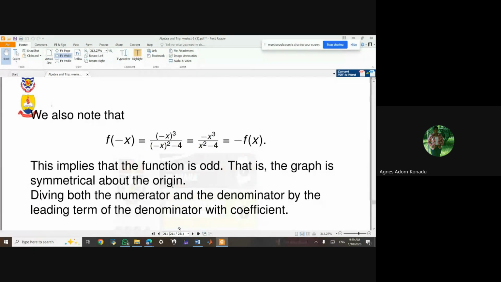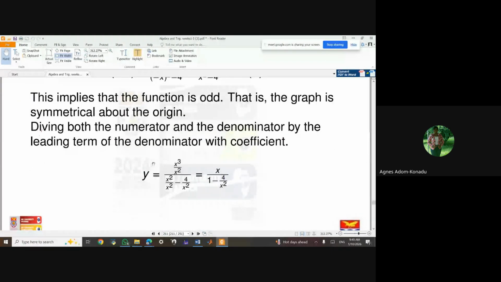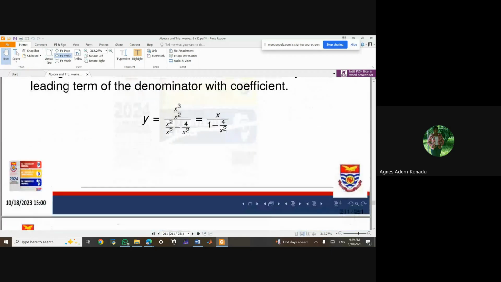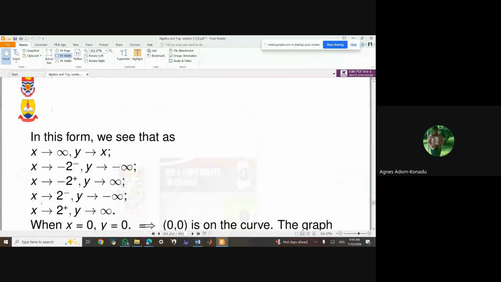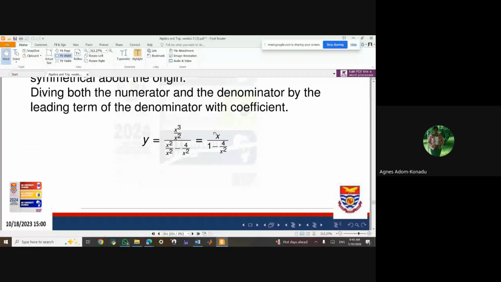Then we divide both the numerator and denominator by the leading term. We divide through by x squared, and you get something like this. This was the remainder that I got. So it means that my oblique asymptote is the line y equal to x.